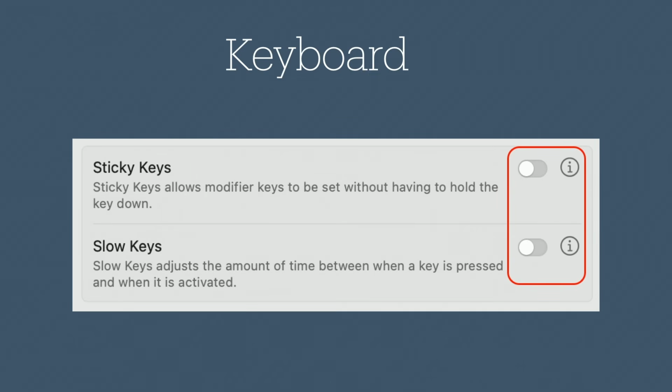Okay. Sticky keys and slow keys. Some people have physical disabilities, right? Maybe they've got a muscular disability in their arms and hands, and so they're very heavy typers. So Apple has built into its operating system sticky keys and slow keys to help with that kind of disability.